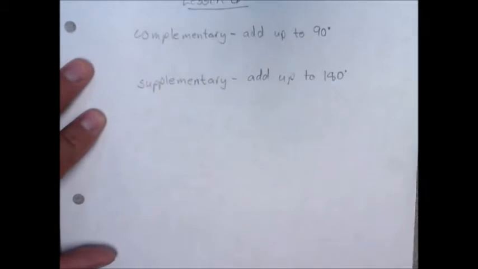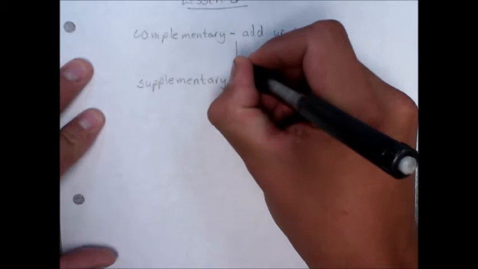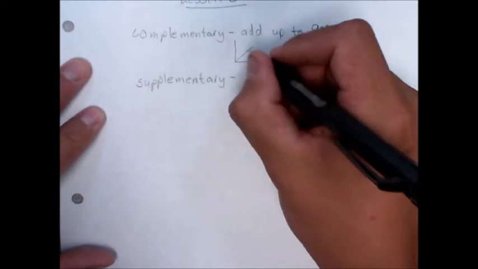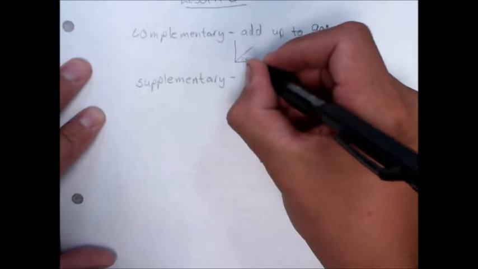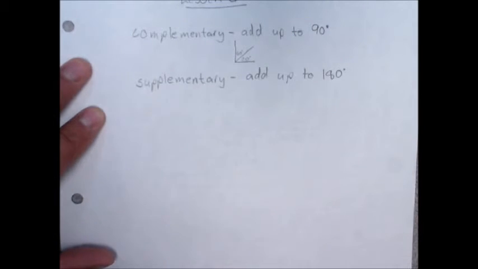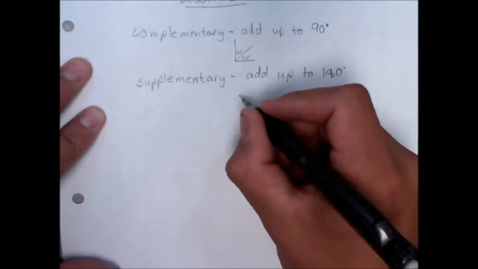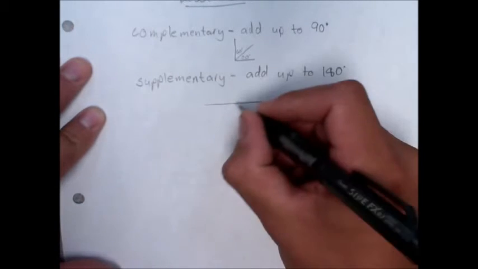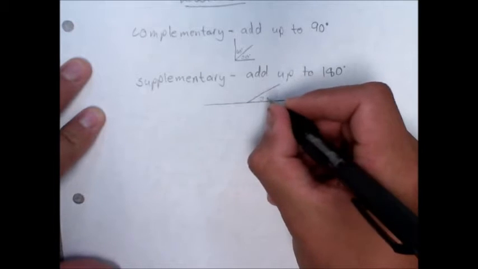So, complementary angles will look like this: a 90-degree angle that is broken into two pieces of some sort. For example, a 30-degree angle and a 60-degree angle would be complementary. A supplementary angle will make a straight line, and it'll break it up into two more angles. So again, I'll use 30, and this one will be 150.